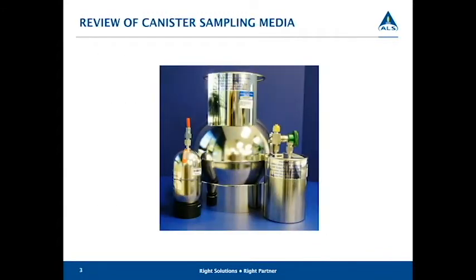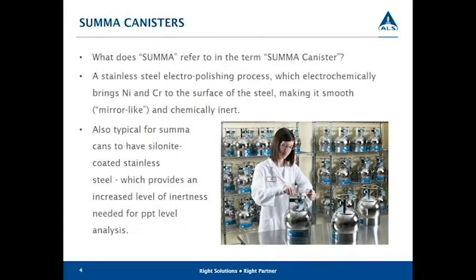So a review of the canister sampling media here. You see we have some pictures of some summa cans here. And what does summa refer to in the term summa canister? It's a stainless steel electropolishing process which electrochemically brings nickel and chromium to the surface of the steel. And this makes it smooth, mirror-like, and chemically inert.